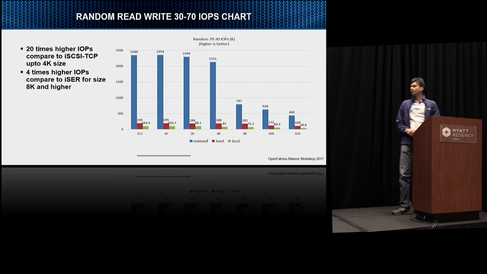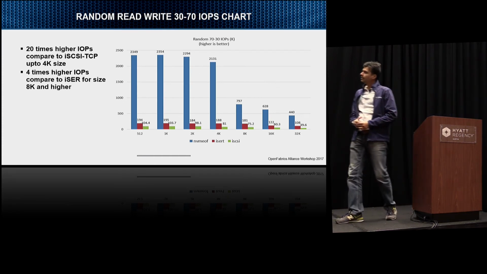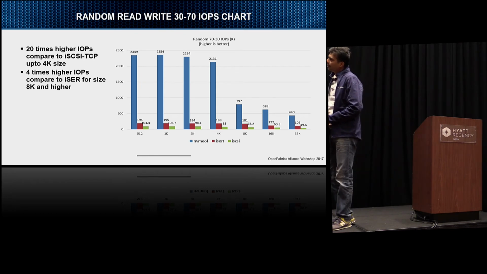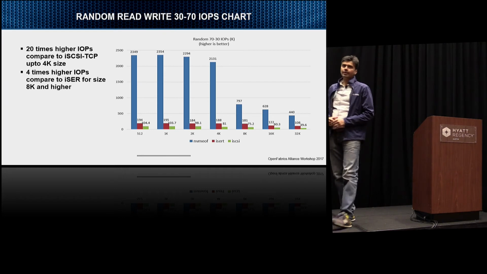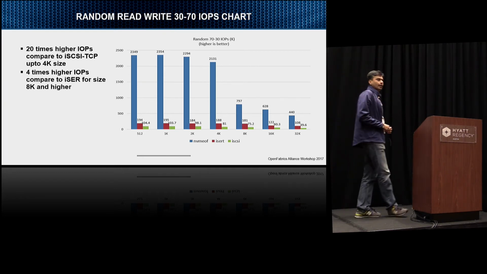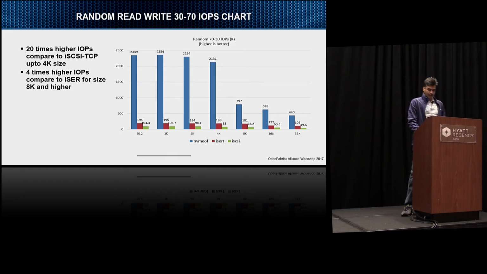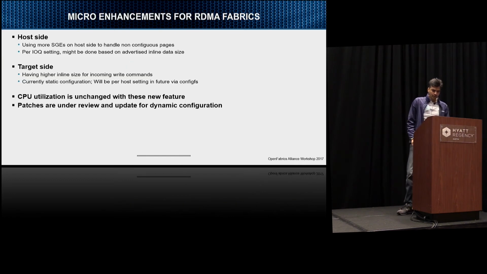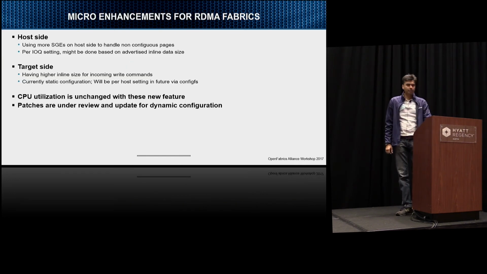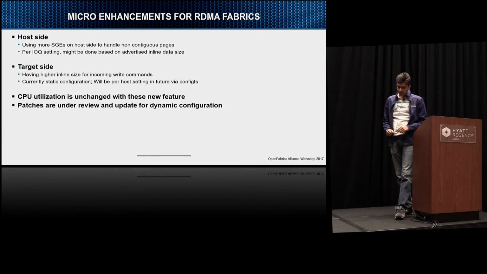Similar graph here on the IOPS. If you see the latency, the IOPS, even with NVMe, has dropped from 2 million IOPS to 790K IOPS. And why? So we did the micro enhancements. There were 2 micro enhancements being done.